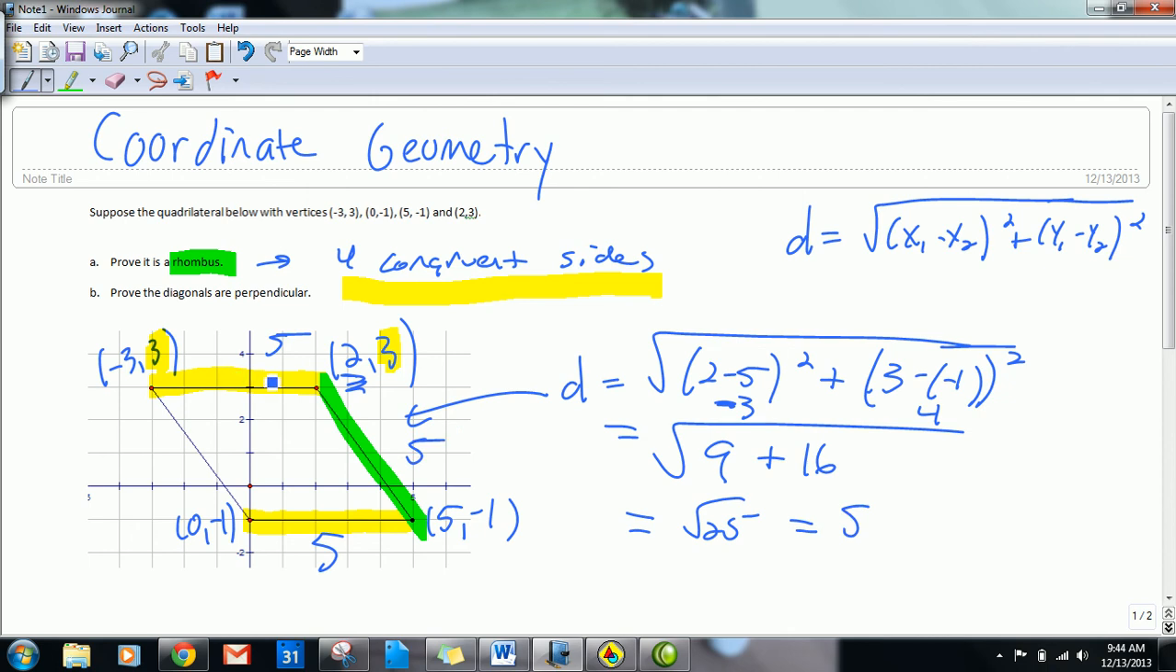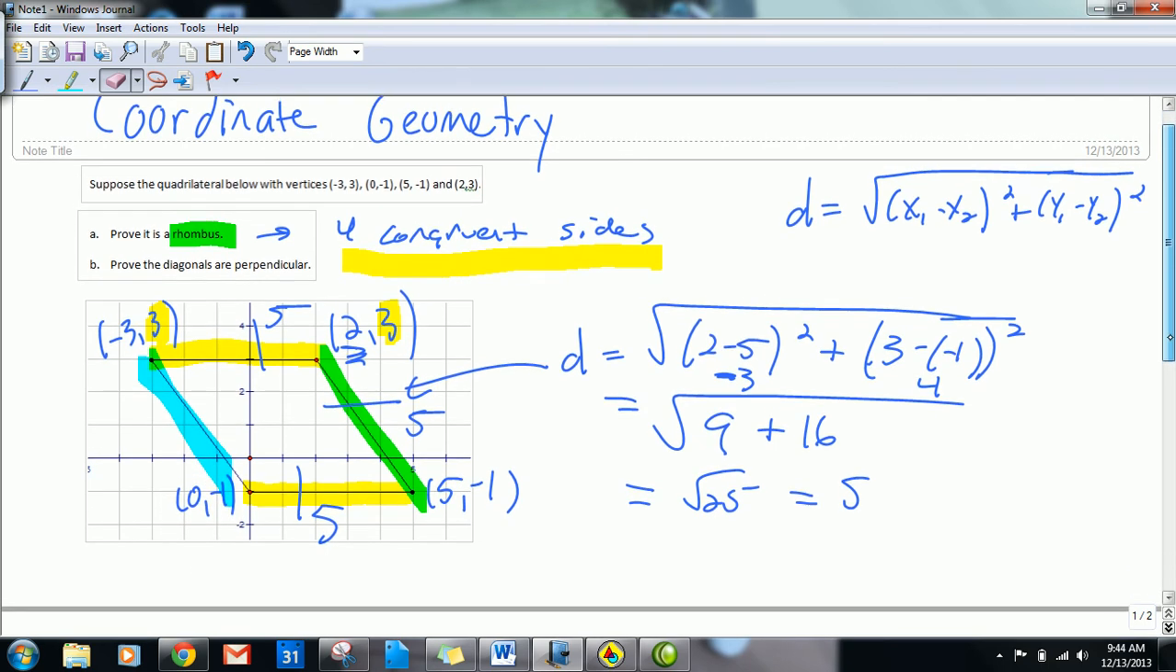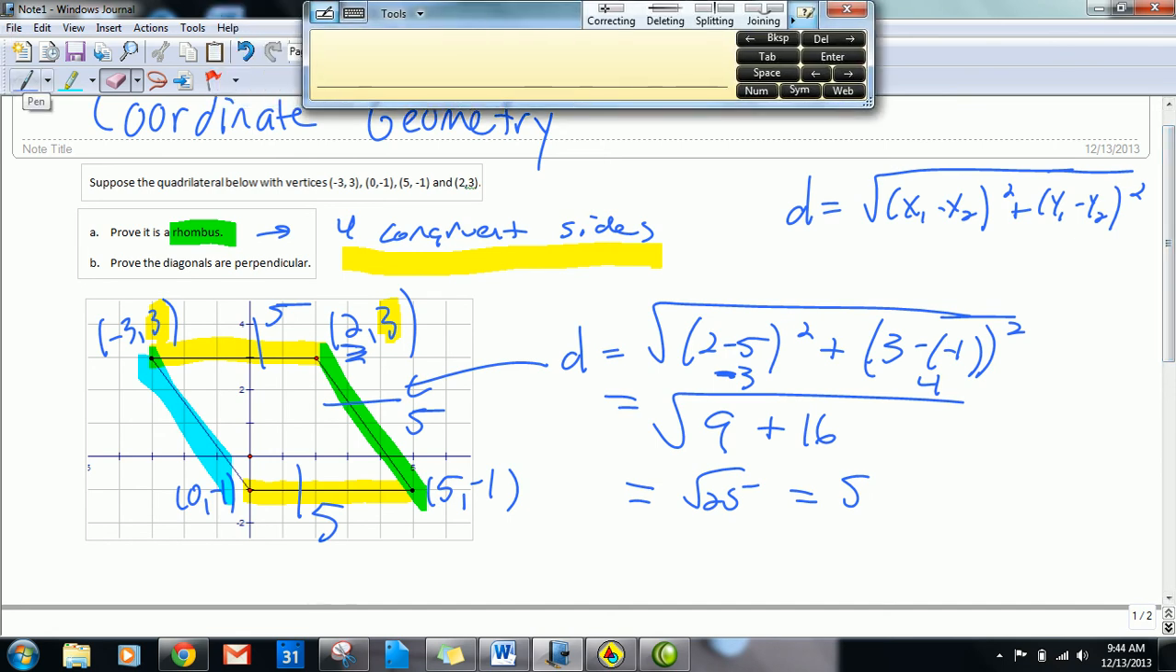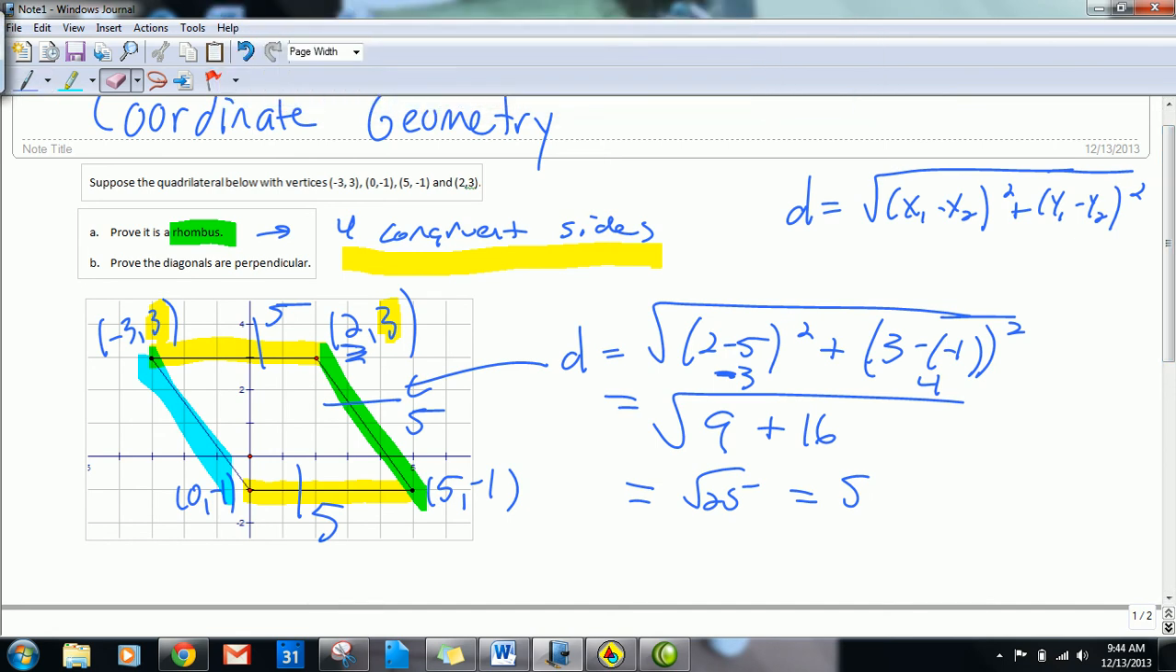Okay, so now I have 3 sides that are congruent. Right, so I have one more job, and that's to show that this side is also 5. And to find the length of that side, I just use these points, negative 3, 3, and 0, negative 1, and the distance formula. Right? So let's do that.